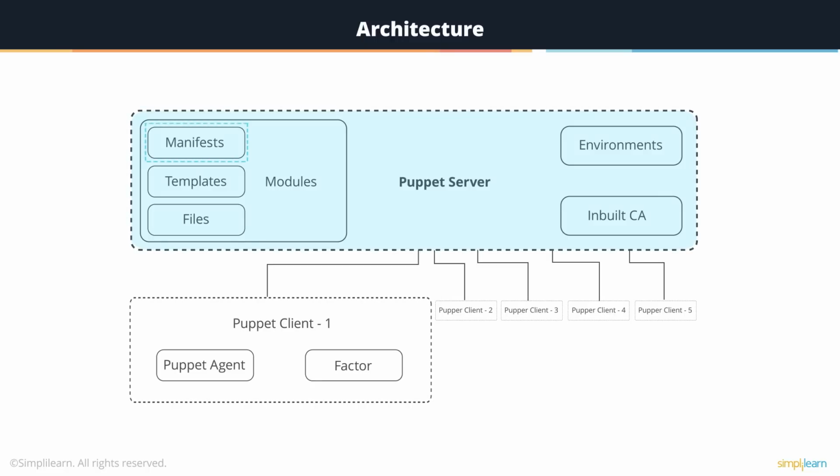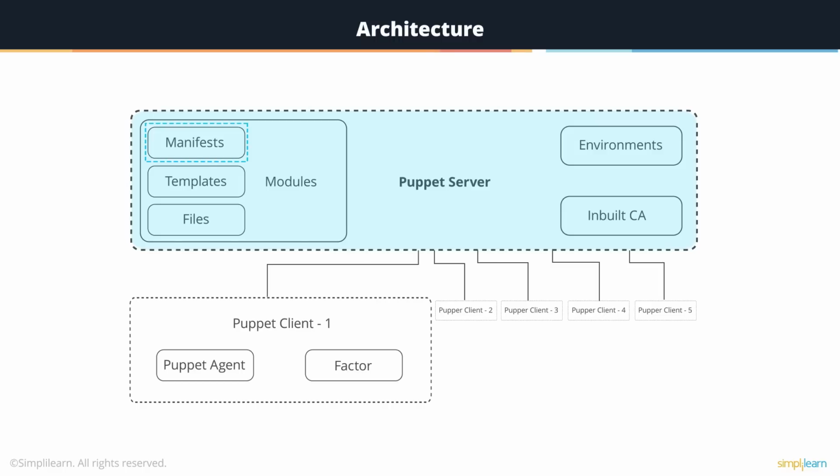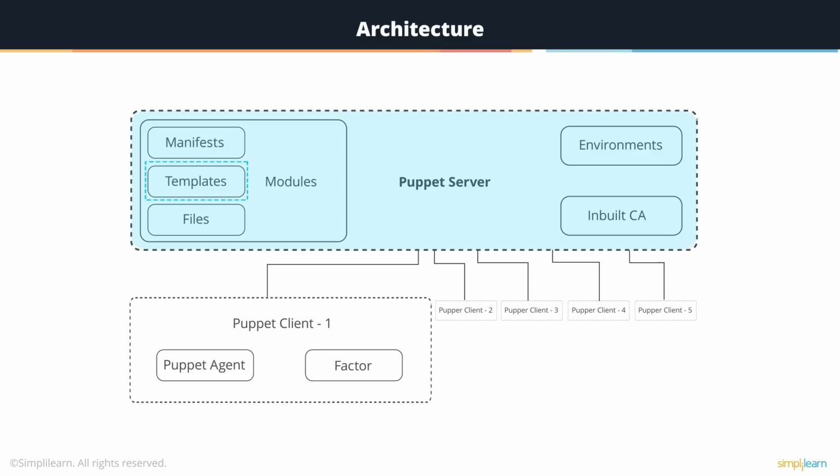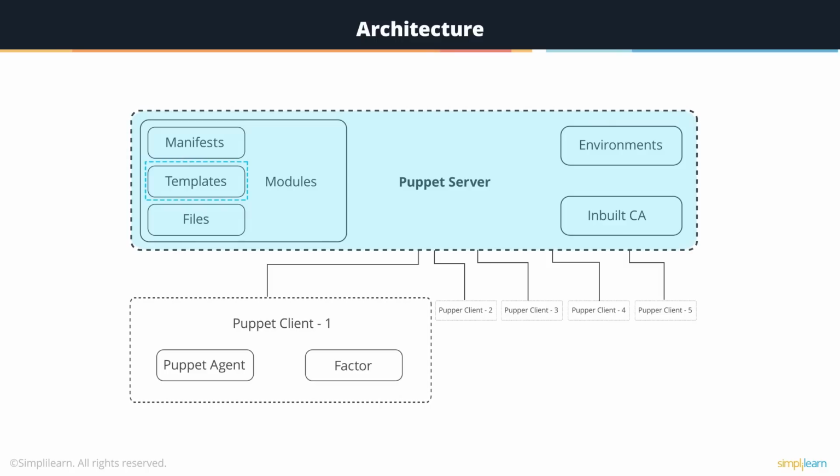Now basically, the manifest is the actual code which configures the client. The modules are full-fledged bundles, which include manifests, templates, and files. Templates are configuration files which are created on the fly based on the client configuration. So let's say there's an Apache server you want to configure. The apache.conf will be saved as a template inside the module.